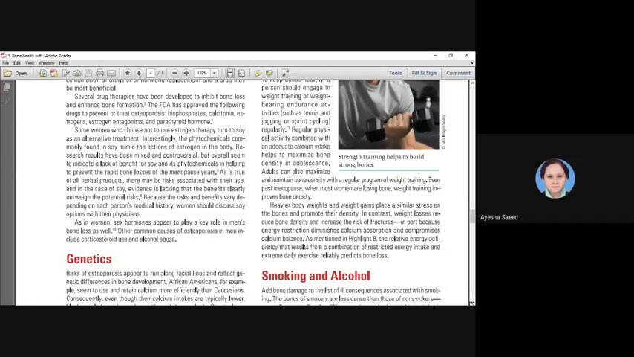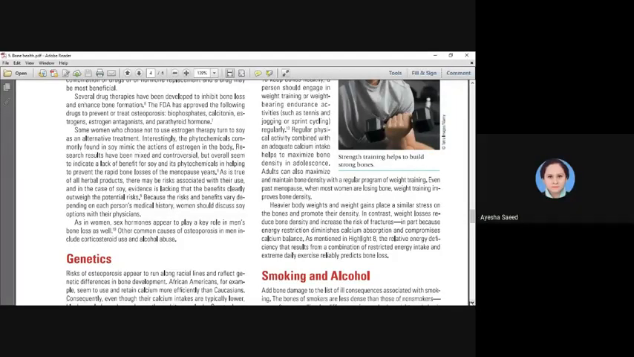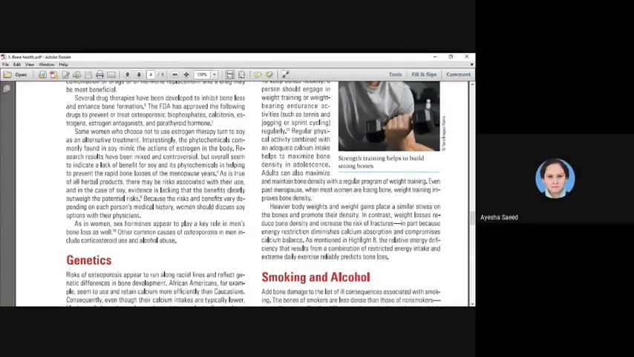As in women, sex hormones appear to play a role in men's bone loss as well. Other common causes of osteoporosis in men include corticosteroid use and alcohol abuse. These are other important factors that contribute to osteoporosis among men, although sex hormones are also related to bone loss.